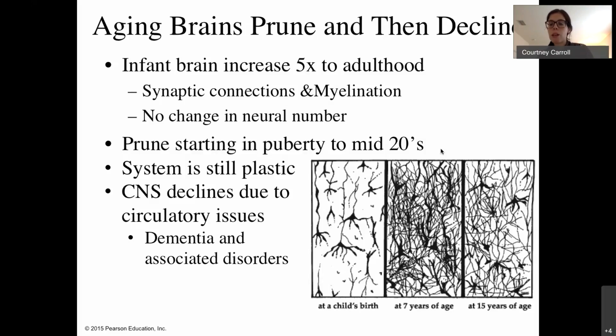So I want you to keep in mind that we're born with a set number of neurons. We'll increase our connections and our myelin to start, and then we'll prune them away. Our brains start as very plastic, and they lose that plasticity as we age. And then eventually you can have disorders associated with cognitive decline, things like dementia, Alzheimer's, and most of them are caused by an underlying circulatory issue.